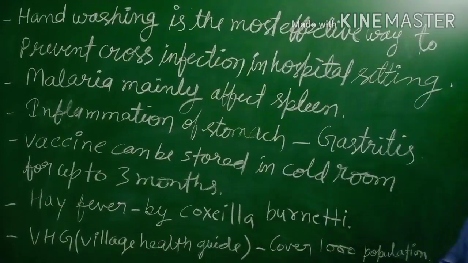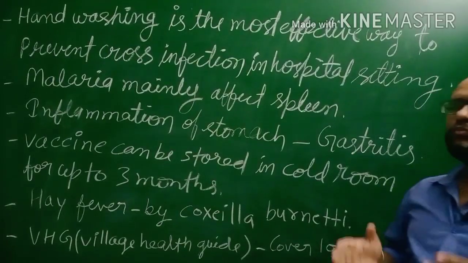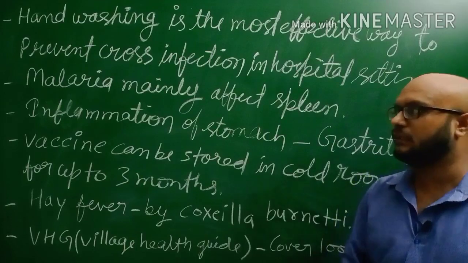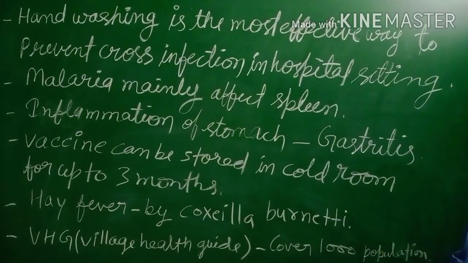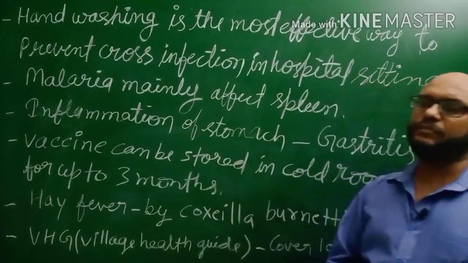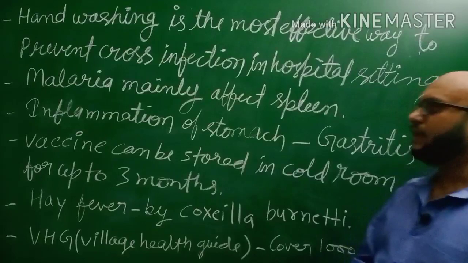Hand washing is the most effective way to prevent cross-infection in hospital setting. Malaria mainly affects the spleen. The spleen is mostly affected in malaria disease condition. Malaria is caused by Plasmodium.